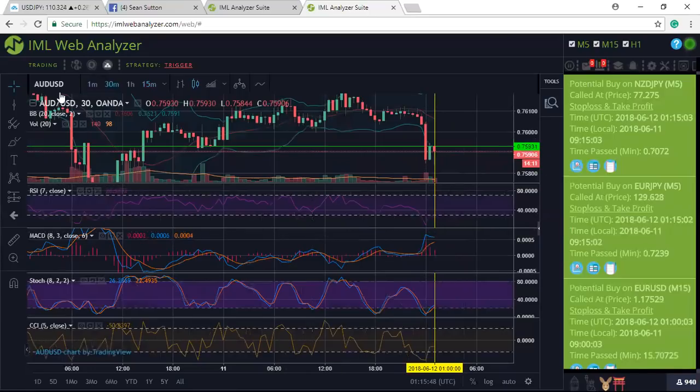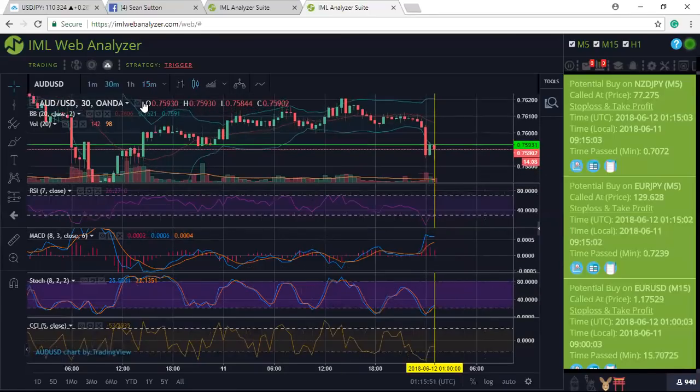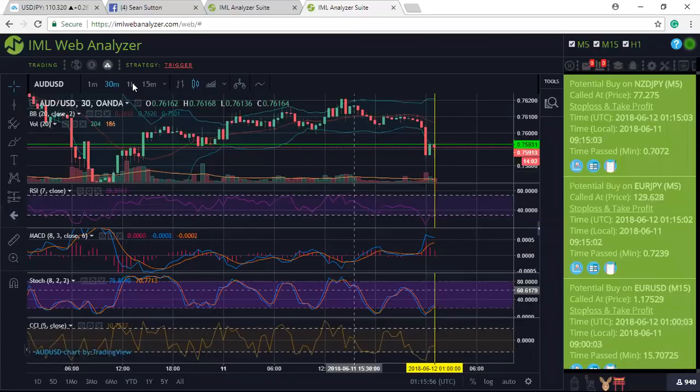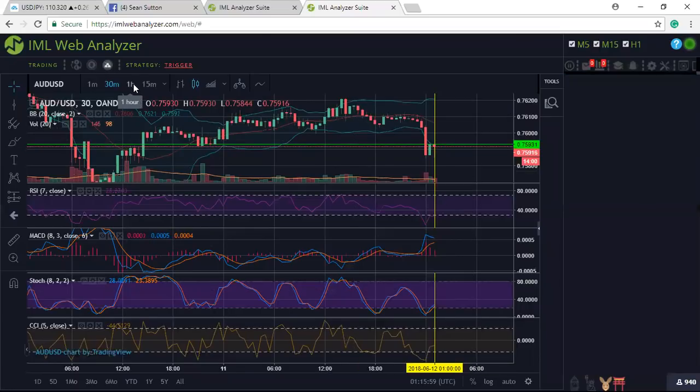Looking at a higher time frame, 30-minute, hourly, you can look at all of those. You're able to see which way it is going, what the trend is doing, whether it is in pullback, where the momentum is. So that's the importance of time frame analysis.